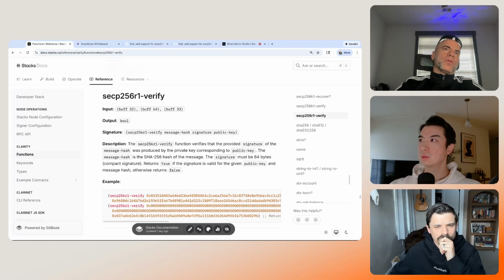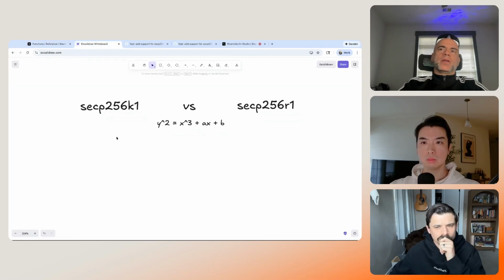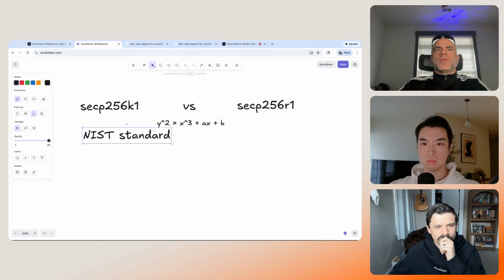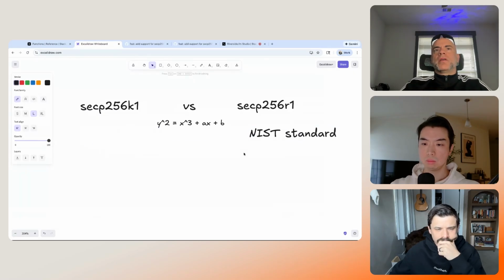So the R1 curve is a product of the National Institute of Standards and Technology, whereas the K1 curve is not. It's a product of the Standards for Efficient Cryptography Group, which is an international, more broadly spaced group, whereas the National Institute of Standards and Technology is a U.S. organization. So these are the two curves, and like all elliptic curves, they have a field size.